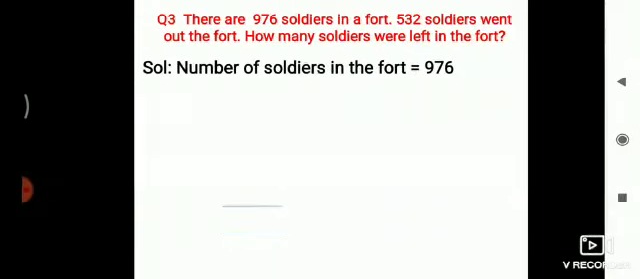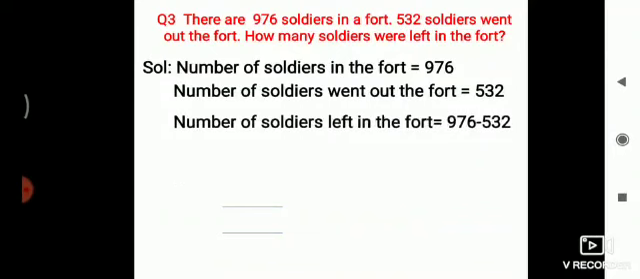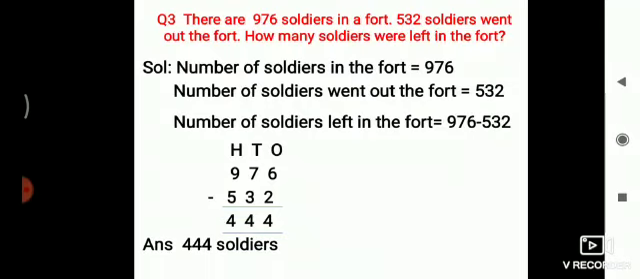Number of soldiers in the fort is equal to 976. Number of soldiers went out the fort, 532. Number of soldiers left in the fort is equal to 976 minus 532. Now, we will subtract 532 from 976. 6 minus 2 is 4, 7 minus 3 is again 4 and 9 minus 5 is again 4. So, the answer is 444 soldiers.